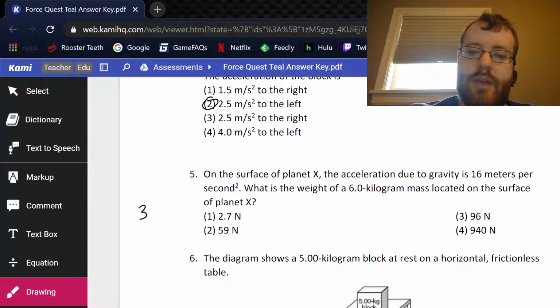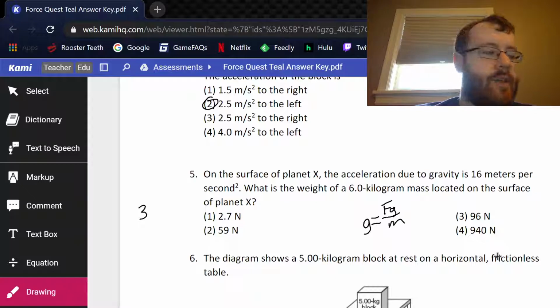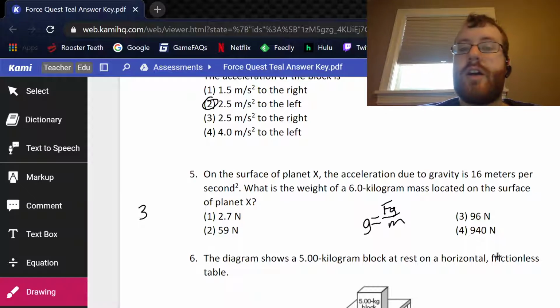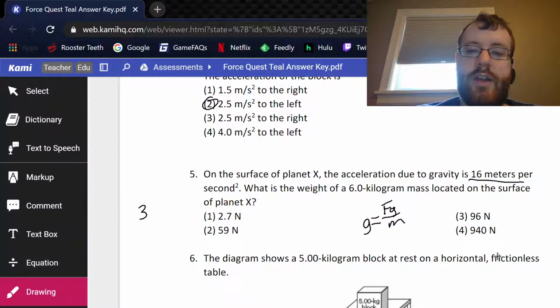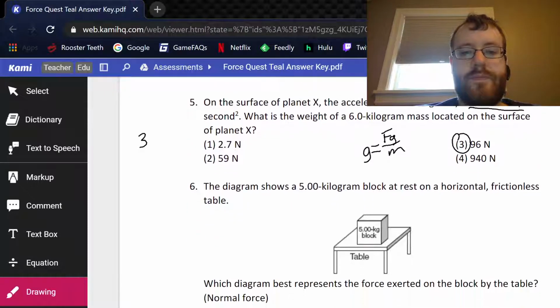Next one is our gravitational question. So a lot of the times this is used to convert mass and weight. However, in this case, it's used to do that conversion but on a different planet. So g is not going to be 9.81 like it would be on Earth. Instead, it's going to be the 16 value. So it's going to be 16 is equal to Fg over m, where m is the 6. So it's just going to be 6 times 16, which is 96.